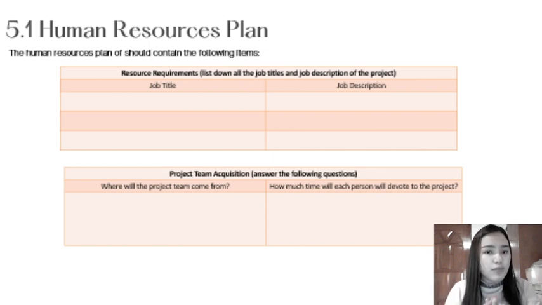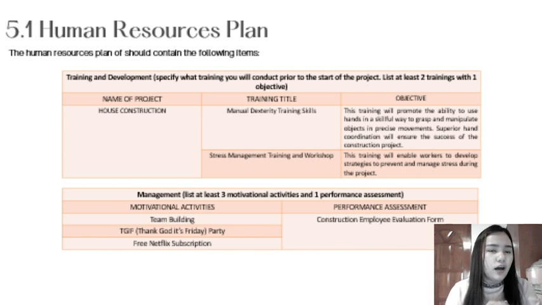Or how much time each person will devote to the project. The third table is the training and development. So you specify what training you will conduct prior to the start of the project. You have to list at least 2 trainings with one objective. There are 3 columns: name of project, the training title, and the objective.